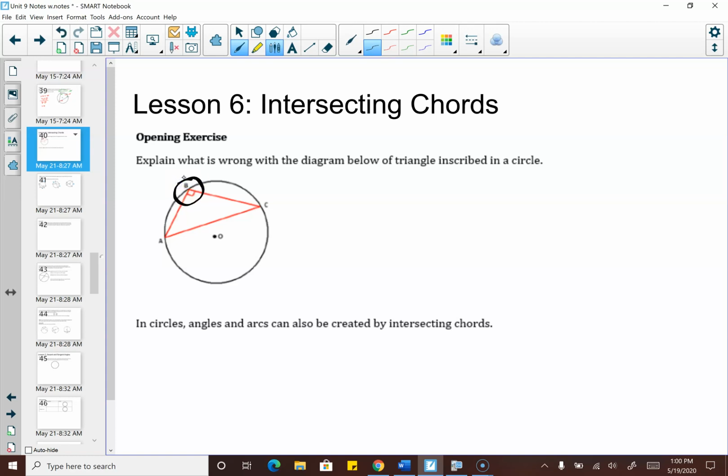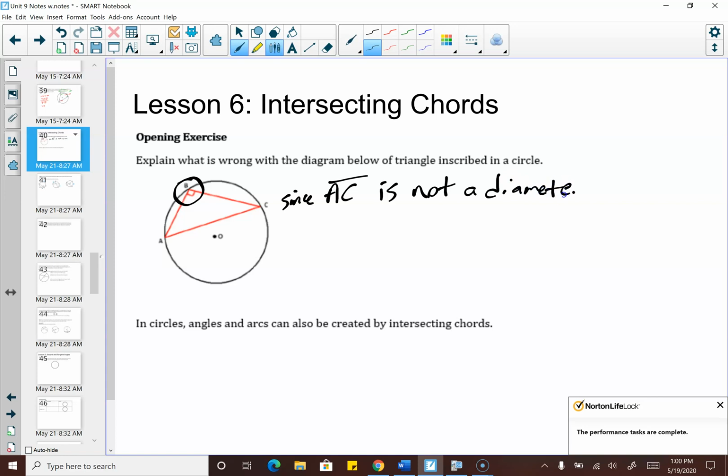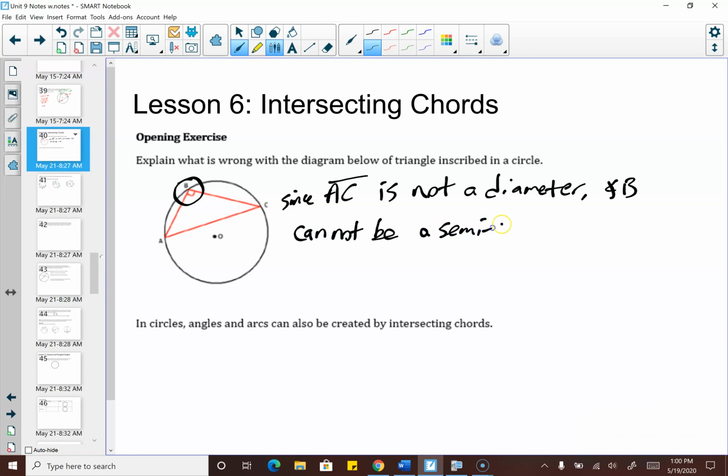If we are to have a right angle, AC should be a diameter. Now AC is just a chord because it doesn't go through the center. So the problem is, since AC is not a diameter, angle B cannot be a semicircle. Okay, so what we want to make sure is that we're understanding, although that's a right angle, we do want to verify that what would be the hypotenuse of that triangle is actually the diameter.